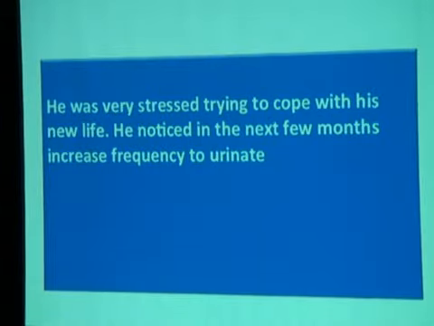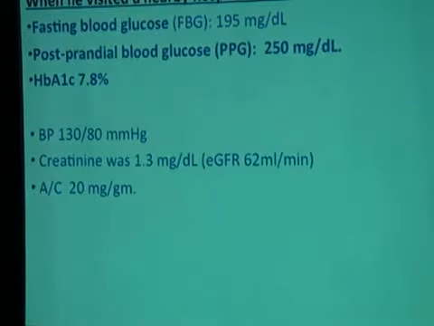He was very stressed trying to cope with his new life. He noticed in the next few months increased frequency to urinate. Now his fasting blood glucose is 195 milligrams per deciliter. His postprandial blood glucose is 250 milligrams per deciliter. And HbA1c 7.8%. Blood pressure 130/80.